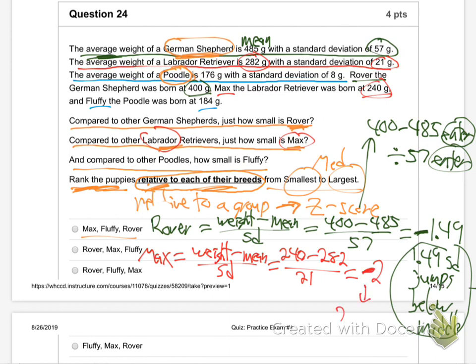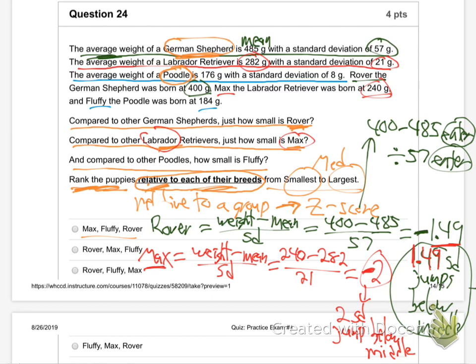So that means 2 standard deviation jumps below the middle. Max is really tiny. He's 2 full jumps below the average Labrador Retriever, whereas Rover is only 1.49 jumps below the average German Shepherd. So Max is smaller in his group than Rover is in his group. We've got one more to go.